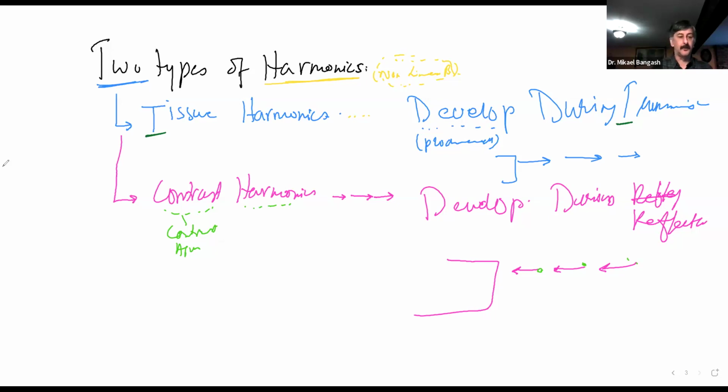Is that clear? Now, why do we still call it harmonics? The reason that we still call it harmonics is that there's going to be a nonlinear behavior as a result of the interaction between the sound wave and the contrast agent.